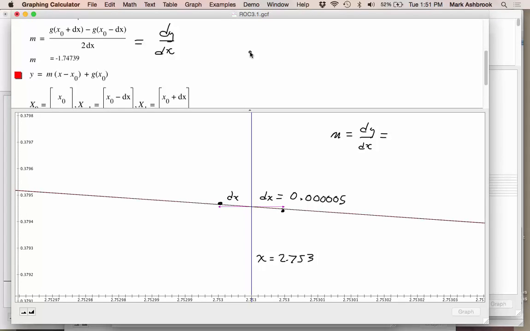And so then it automatically does it for you. M is negative 1.747. Why? Because we set it up to do that for us.